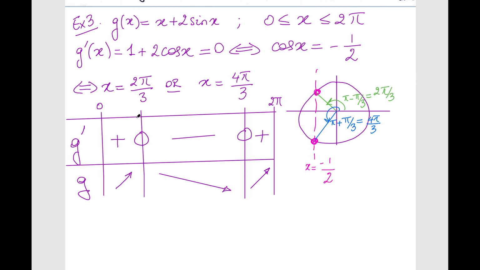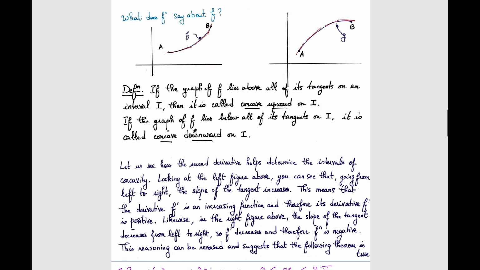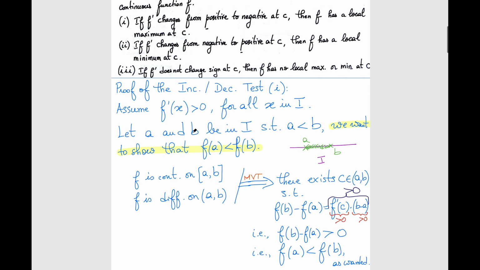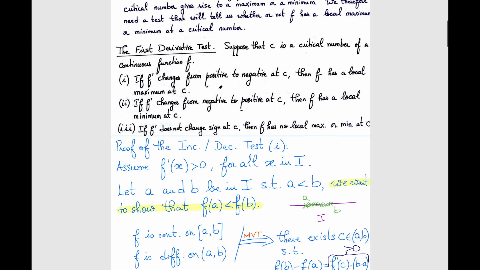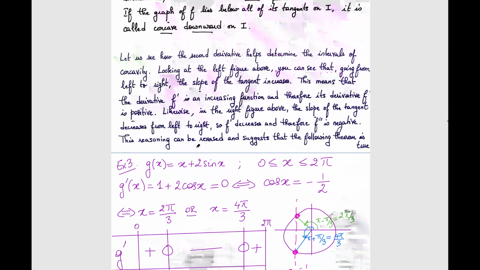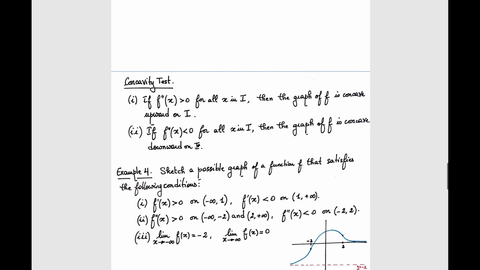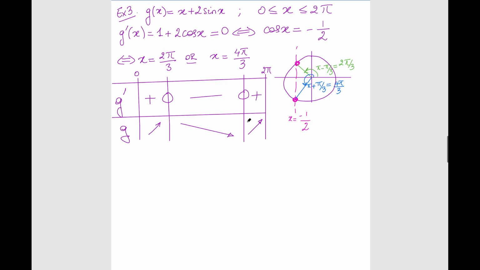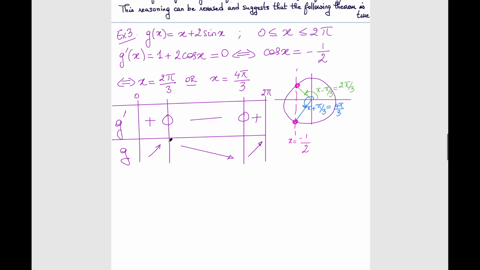So at 2 pi over 3, by the first derivative test, G prime changes from positive to negative. Since the function changes from positive to negative at 2 pi over 3, the function is going to have a local maximum at this number. Correct? So at 2 pi over 3, I'm going to have a local maximum.